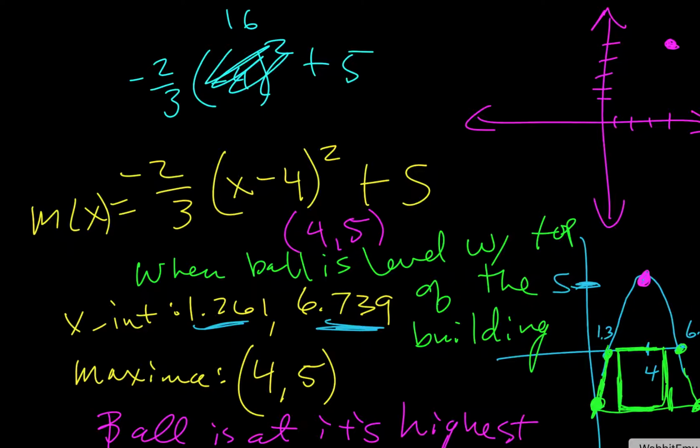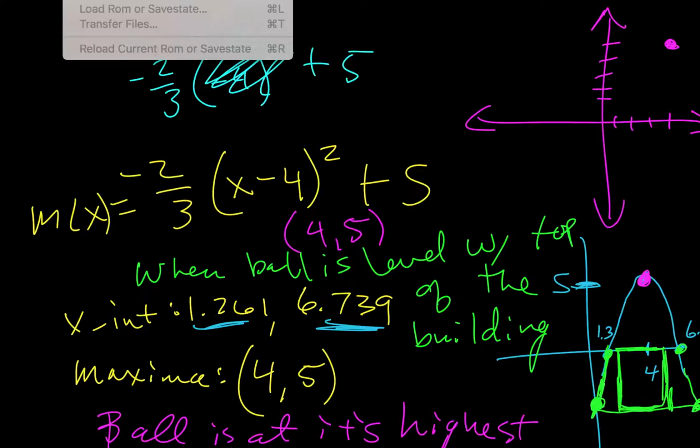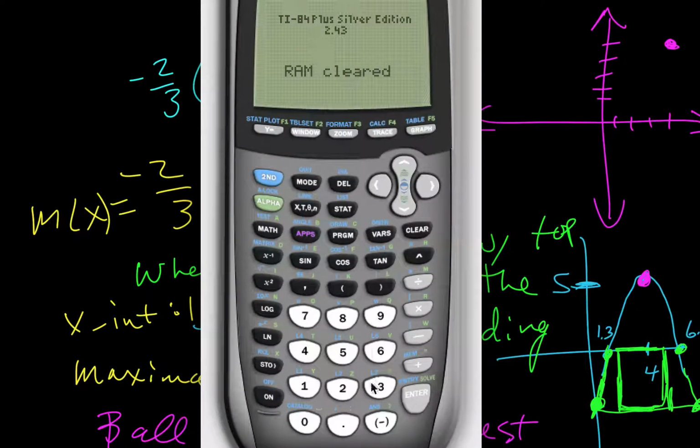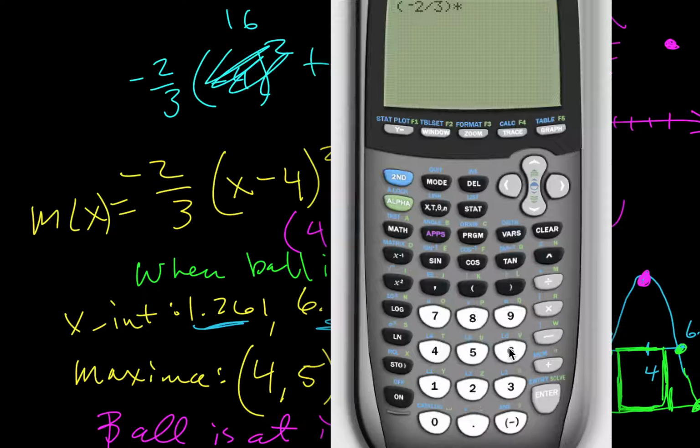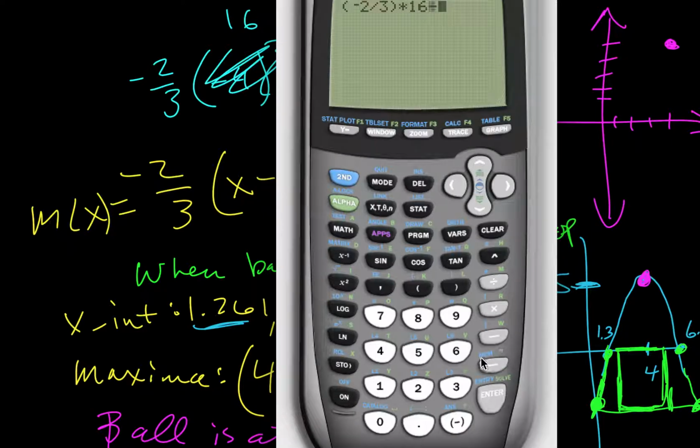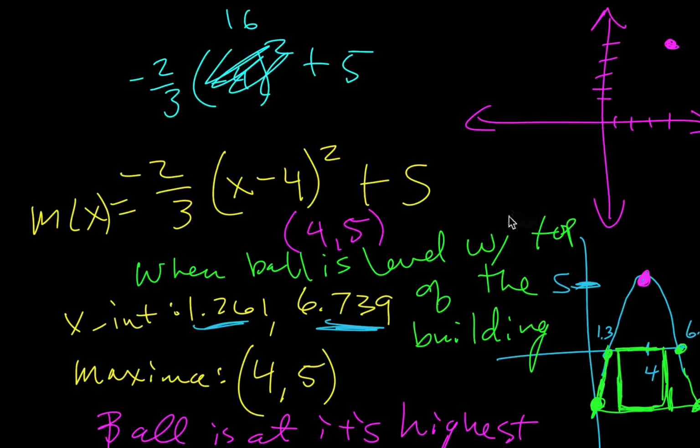And I'm going to rely on a calculator from here on out because it's just easier. So I'm going to say negative 2/3 times 16 plus 5. And that's negative 5.66666, repeating. So 1, 2, 3, 4, 5, 6. So it's going to be about here. This is like my middle point.